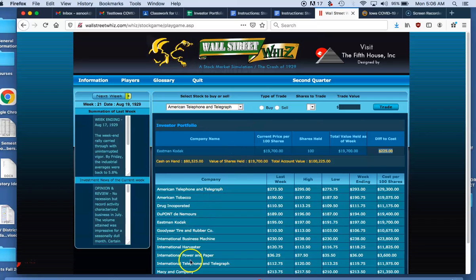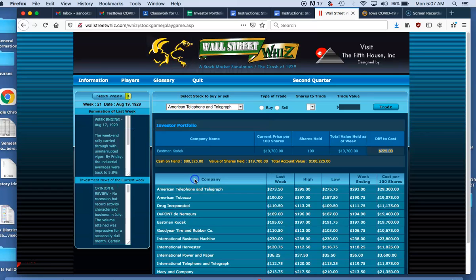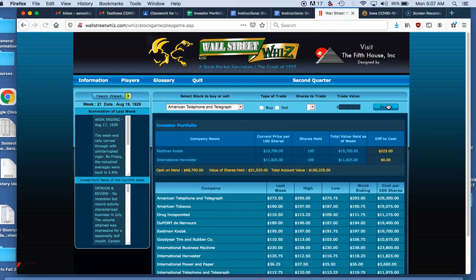If you want to buy another thing, go International Harvester. If you click on it as well, you can see the prospectus info again. But if we want to buy International Harvester, buy 100, and you're going to make the trade.